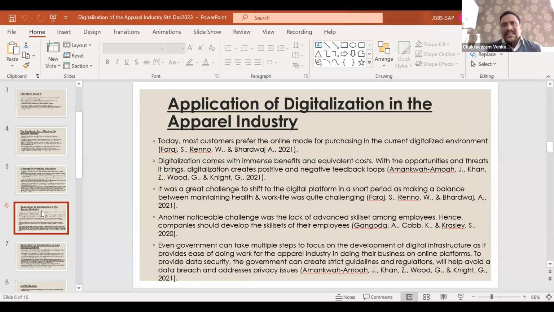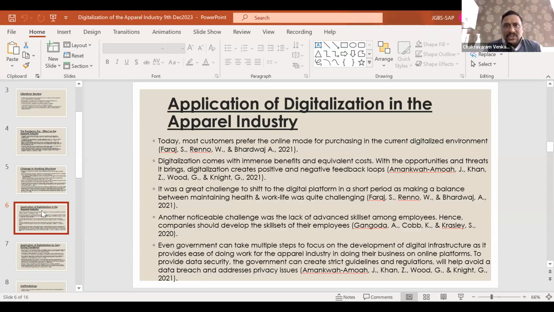Application of digitalization in the apparel industry. There was no alternative, and the apparel industry people were forced to start implementing digitalization in their industries. They developed their own mobile apps, website links and website announcements, and advertisements in close circles, friend circles and existing customer circles. Today most customers prefer the online mode of purchasing in the current digitalized environment, and digitalization comes with immense benefits and equivalent cost.